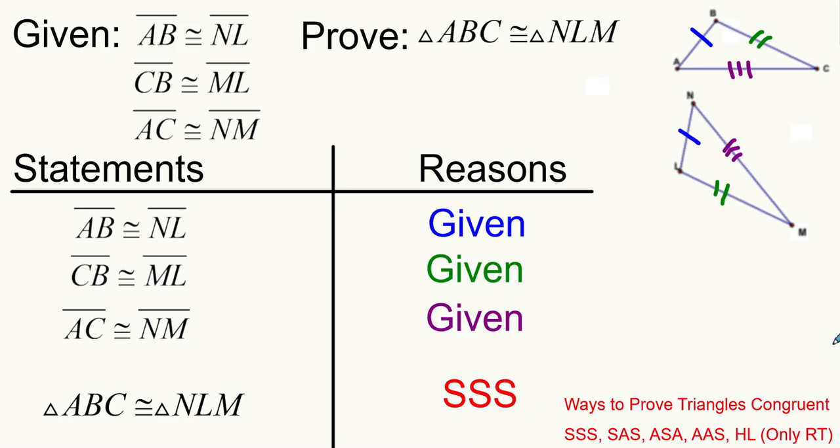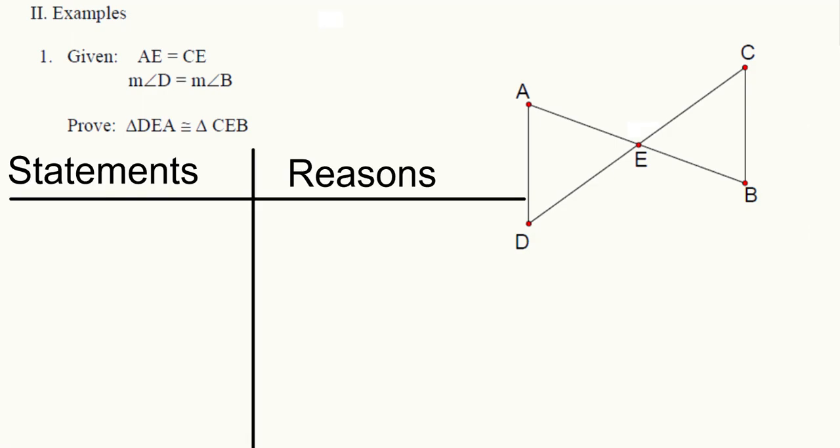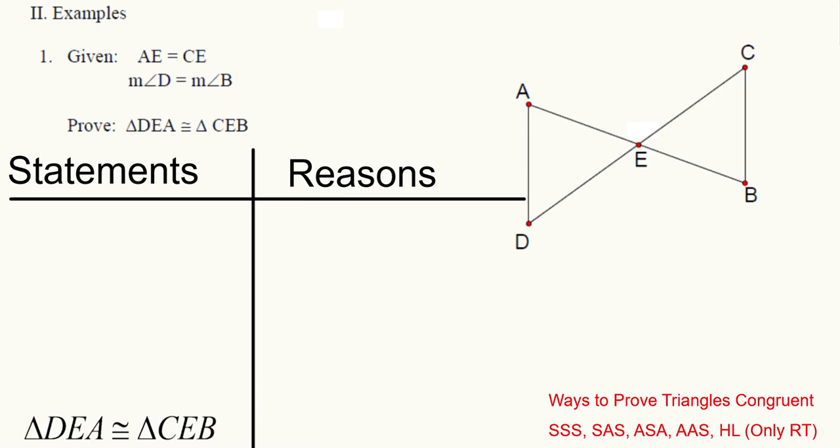So let's try another one and see how we can formulate our formal proof based on the givens and the proof statement. So here is our next example. Again, your formal proof statement, do your 2 columns, statements and reasons. We know what we want to end with is the proof statement. So we're going to put that in our proof at the very end.